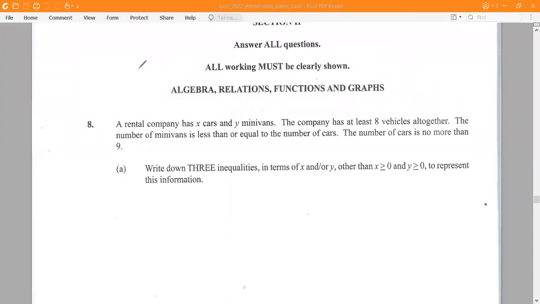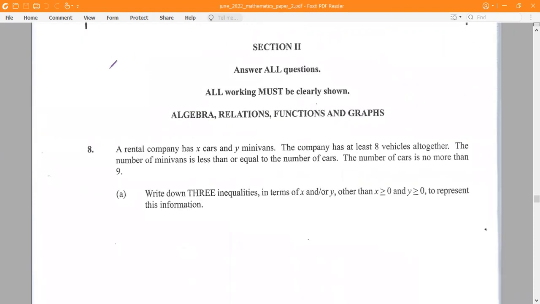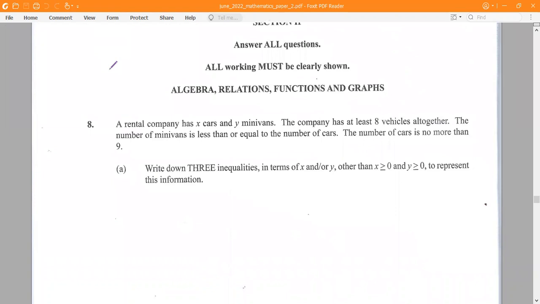Good day, everyone. Working out number 8 of CSEC Mathematics, paper 2, June 2022. We are in section 2, doing algebra, relations, functions, and graphs. And this question is an inequalities question. All right, we are dealing with some linear programming here.